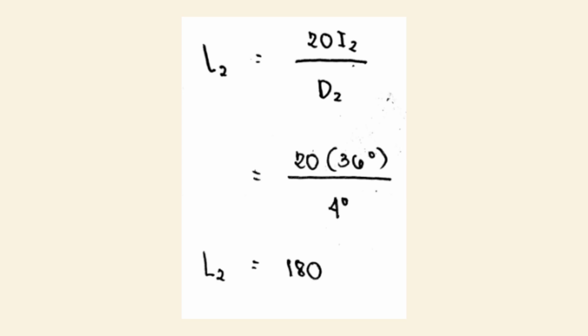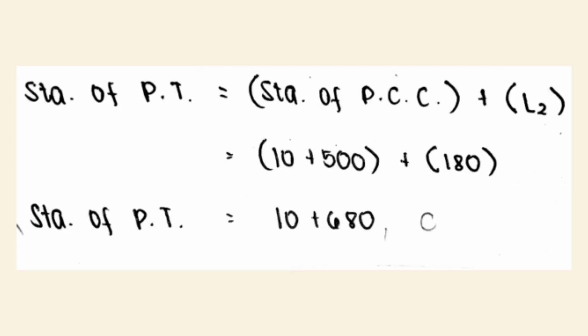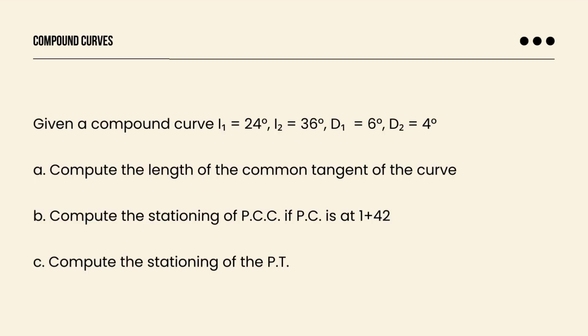Next, our L sub 2. Using the same formula, we have 20 multiplied by 36 degrees over 4 degrees. L sub 2 is equal to 180 meters. Now, the stationing of the PT is equal to the stationing of PCC plus the L2. It is equal to 10 and 500 plus 180 meters. Stationing of PT is equal to 10 and 680.